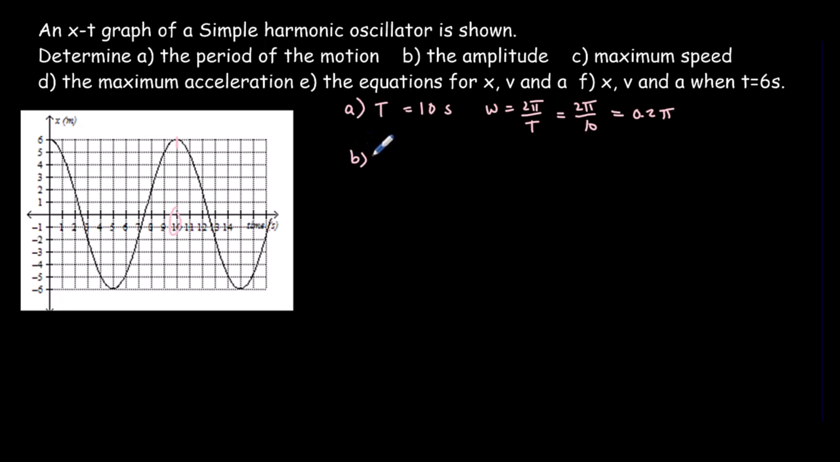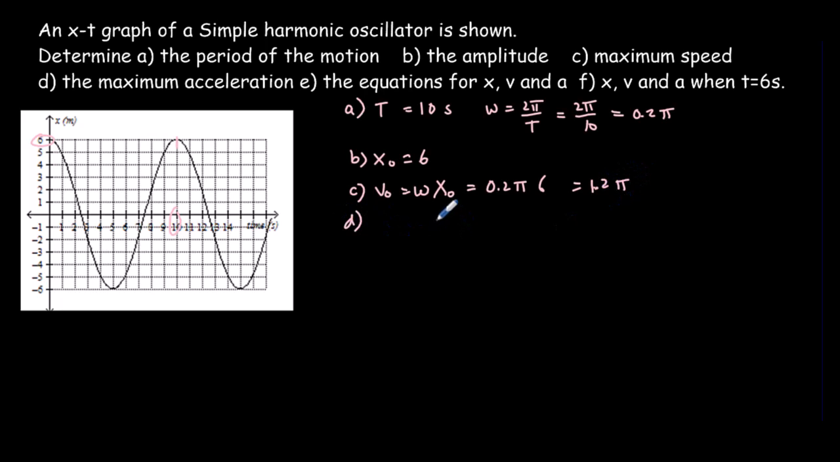In part B, we want the amplitude. That's simply going to be 6 centimeters. C, we want the maximum speed. The maximum speed is given by the angular frequency times the amplitude. So we're going to have 0.2 pi times 6, or 1.2 times pi.